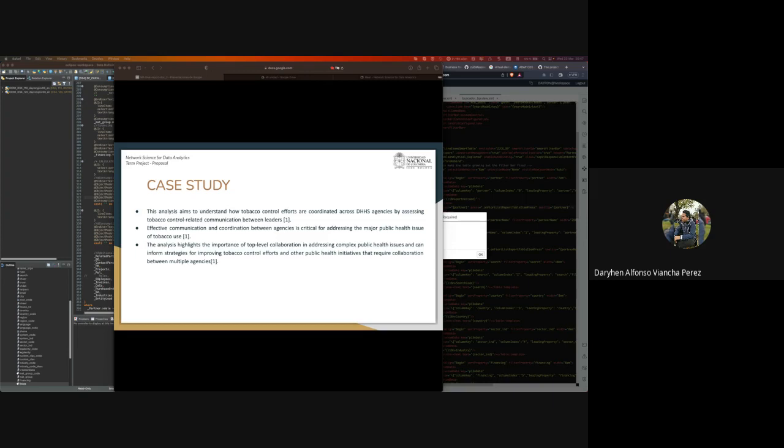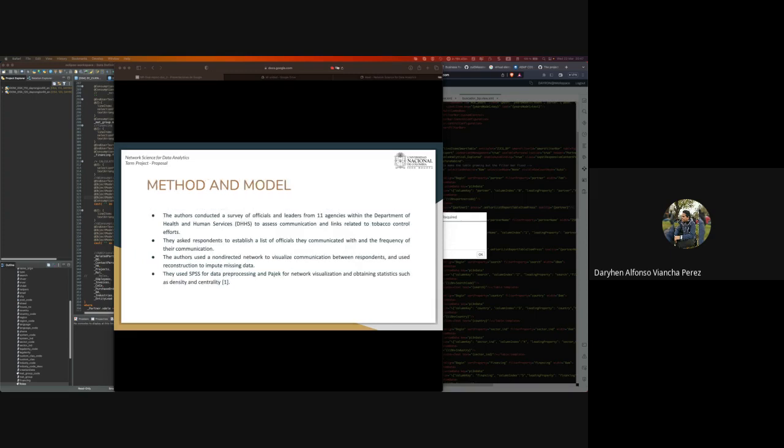The authors try to communicate the links between officials and leaders of 11 agencies. The authors use an undirected network graph of communication, using reconstruction methods and manipulation of data. Data was processed in a visualization program to obtain network statistics.